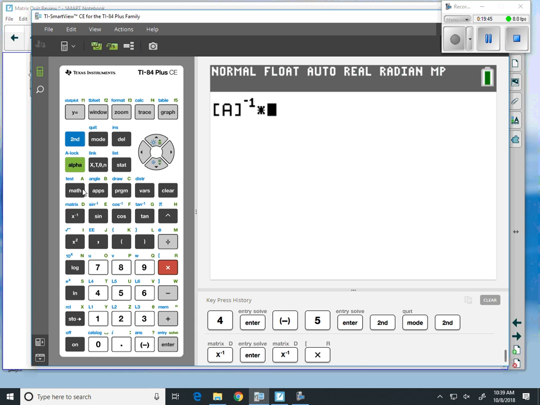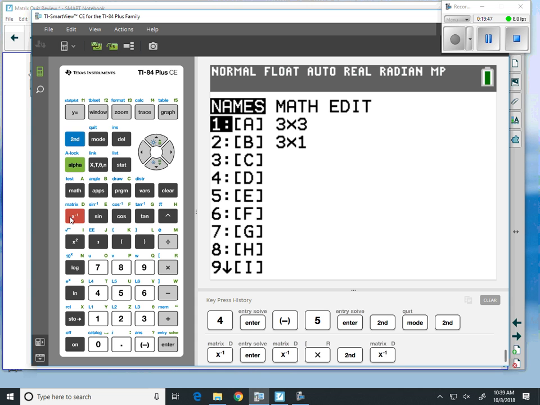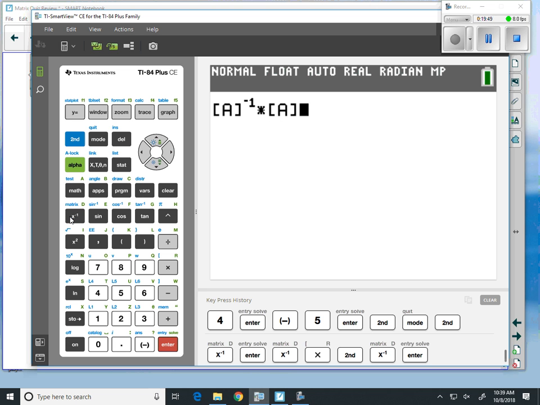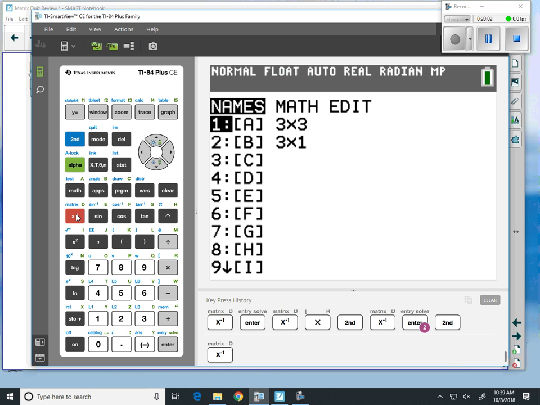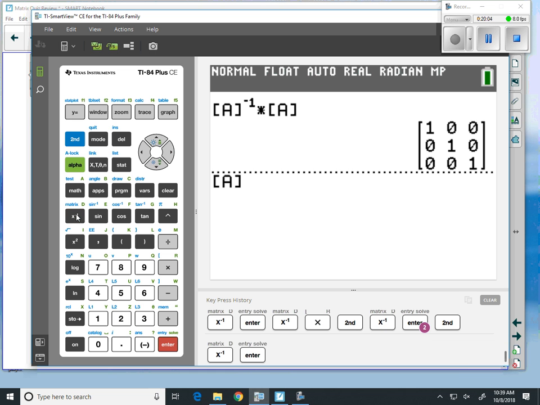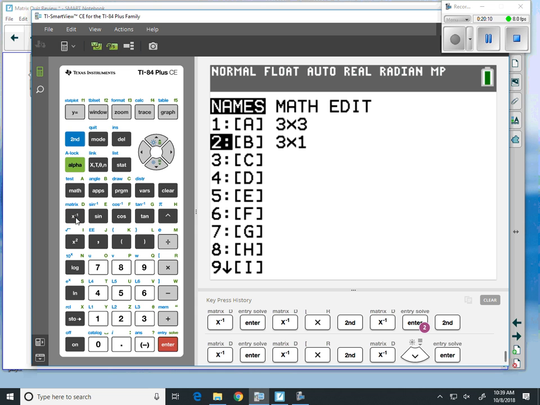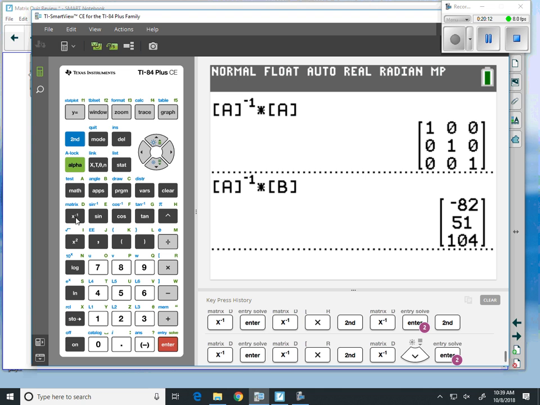Then choose times, second matrix, choose A again. This is A inverse times A. Press enter. This is called the identity matrix, and that should happen every single time you multiply a matrix by its inverse, which is what we just did. Then we're going to do second matrix, and we're going to do A inverse times B. So A inverse again, times second matrix, and this time we want B. And that gives us those numbers there.